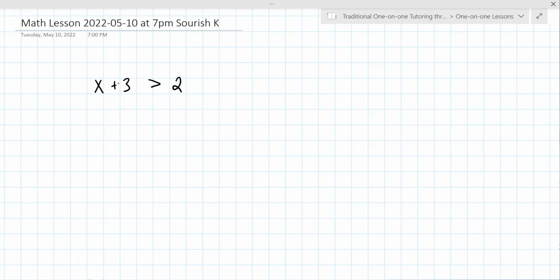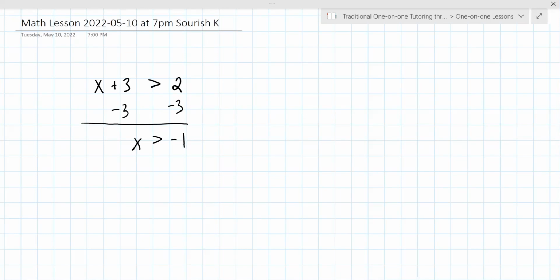Okay, you should subtract 3 from both sides. So that gives you x greater than what number? What is 2 minus 3? 2 take away 3. Yeah, negative 1.